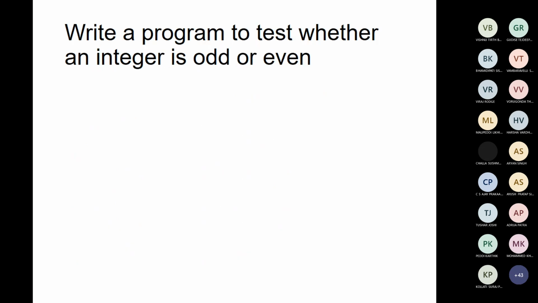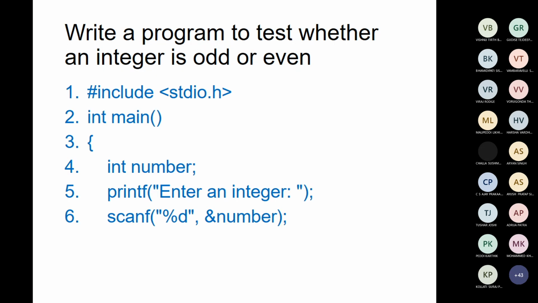This code is very easy. You can easily write a program to test whether an integer is odd or even. You can easily do that. I'm not going through it. Just check the code quickly.